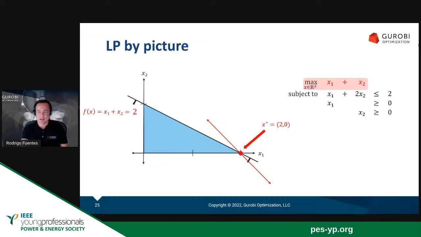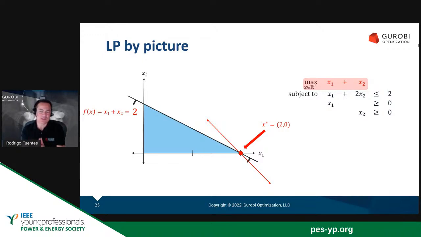So there it is, 2 and 0. If you take x equal to (2, 0), meaning x1 equal to 2 and x2 equal to 0, and you plug that in the objective, you get a maximum value for the objective equal to 2. If you take those two numbers and you plug them in any of the constraints, it's going to be feasible. If you take the first one, 2 plus 2 times 0 is 2, that's less than or equal to 2. And the remaining constraints hold as well.